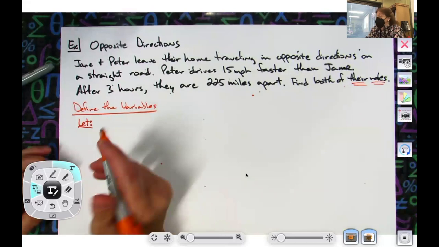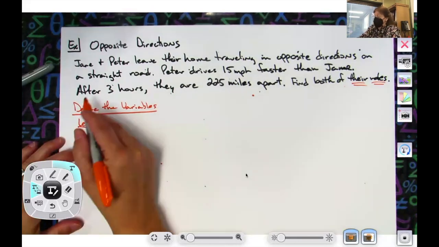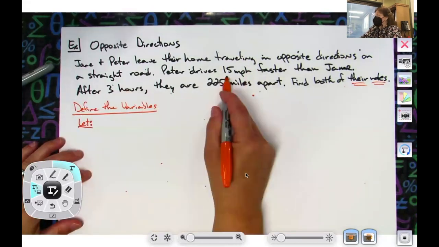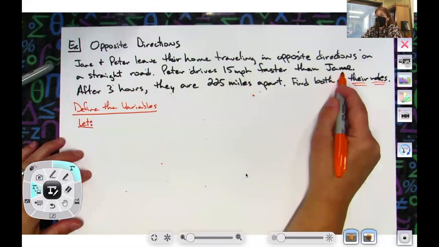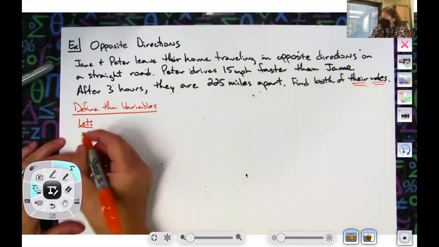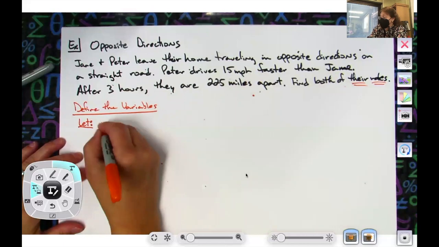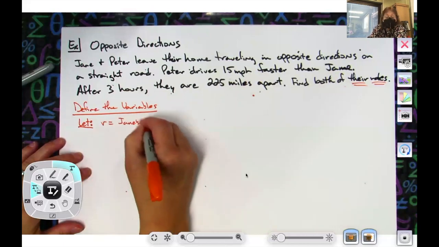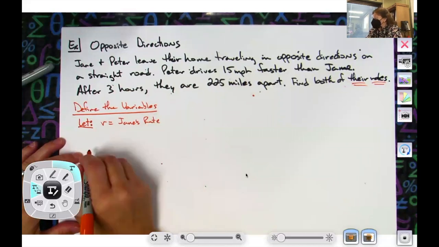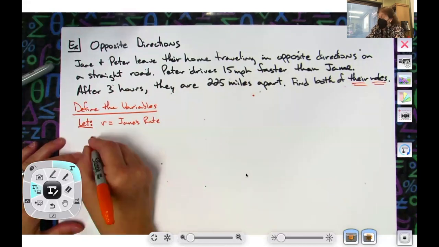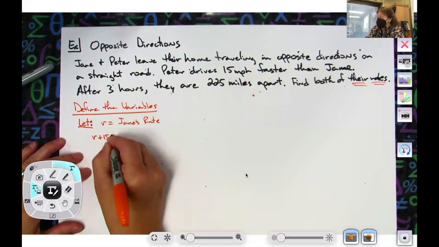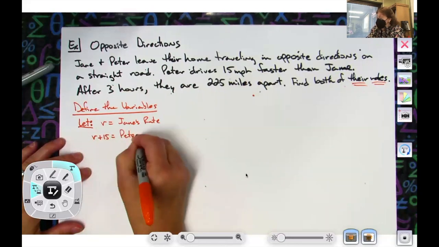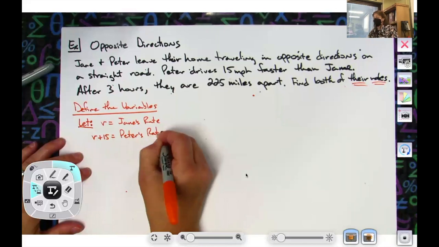All right, so let's see. Jane and Peter are leaving home. Peter drives 15 miles an hour faster than Jane. So who's x? And I said x, but I meant r. Who's r? Jane. Okay, so we're going to let r equal Jane's rate. Then if Peter is driving 15 miles an hour faster, then that means r plus 15 has to be Peter's rate. Okay, so I've defined my variables.